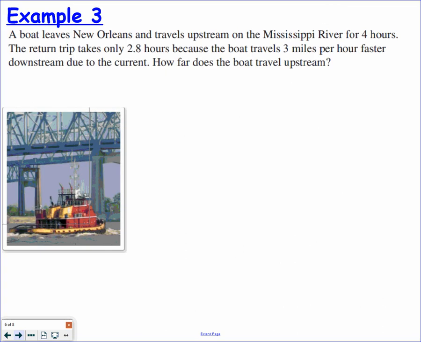A boat leaves New Orleans and travels upstream on a Mississippi River for 4 hours. The return trip takes 2.8 hours because the boat travels 3 miles per hour faster downstream due to the current. How far does the boat travel upstream? Now, we used this equation earlier in a previous lesson when we talked about finding the speed of something. So the distance is equal to rate times time. So the distance going one direction is the same as the distance going the other.